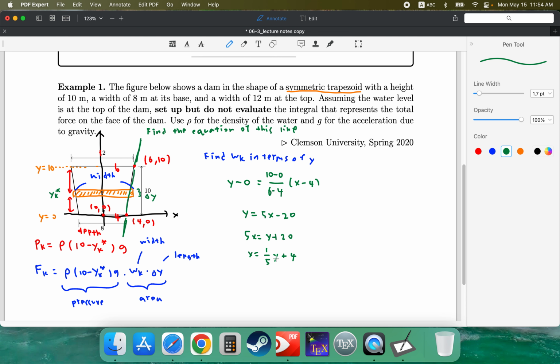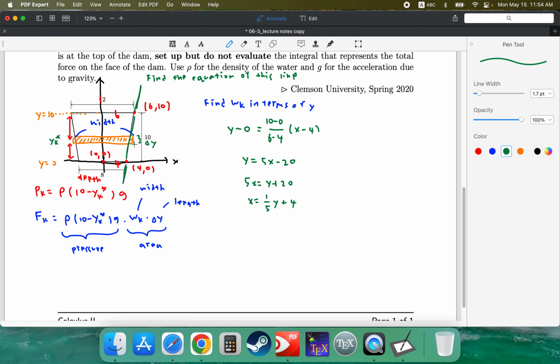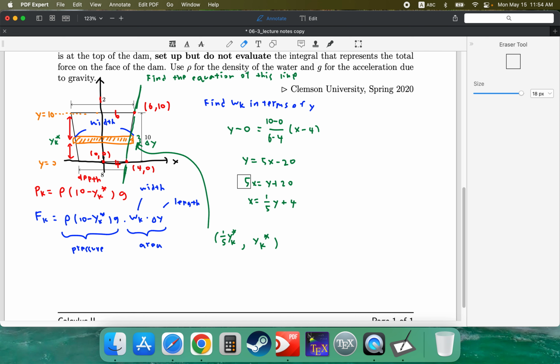Okay, 1 over 5 y plus 4. So that means if I plug in yk star, my xk right here, this point, do I have a space? This point right here is x comma y. And when I plug yk star right here, I have 1 over 5 yk star plus 4 comma yk star.